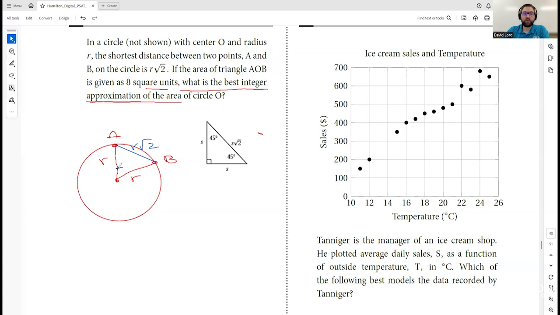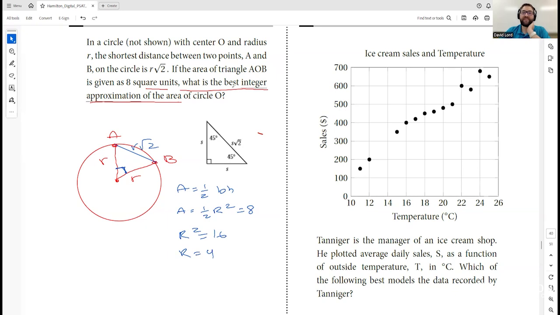So I'm going to make this a right angle here. So the area of the triangle AOB, well, now we know it's a right triangle. So area is 1/2 base times height. In this case, it would be 1/2 r squared is equal to 8. Well, then we can solve for the radius. So r squared is equal to 16. r is equal to 4.